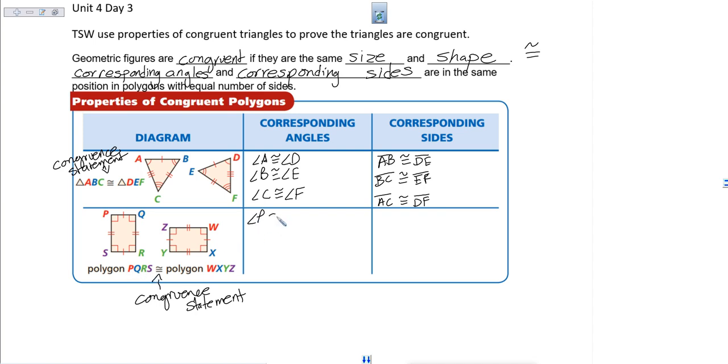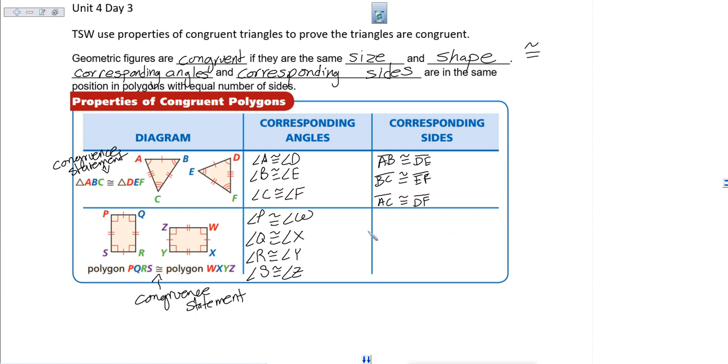Angle P is congruent to angle W. Those are both the first letters in the names. Angle Q is congruent to angle X. Those are both the second letters in the names. Angle R is congruent to angle Y. Those are both the third letters in the names. And angle S is congruent to angle Z because those are both the fourth letters in the names.